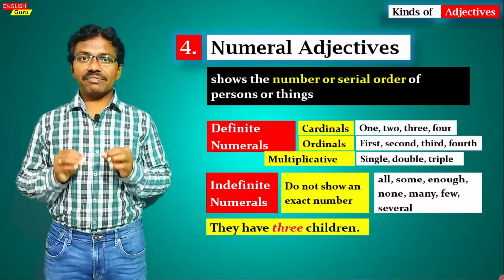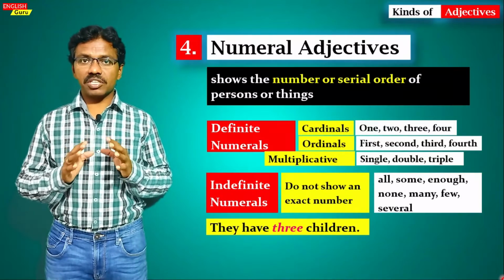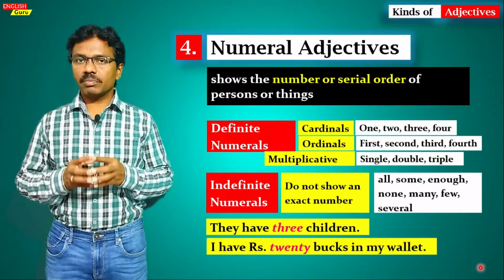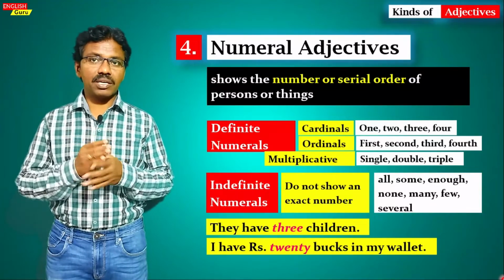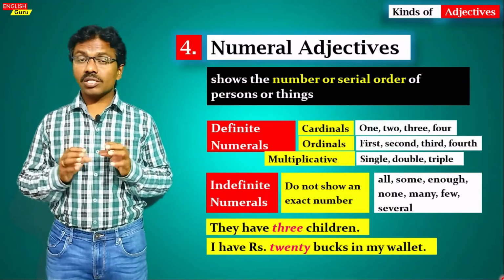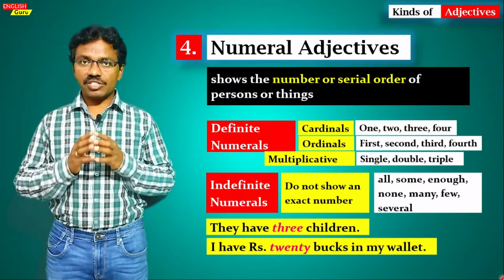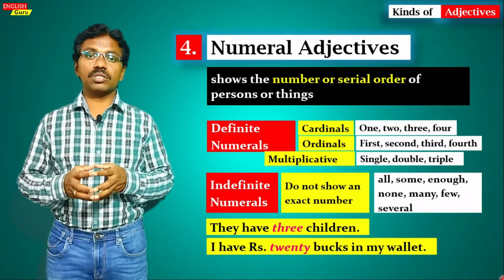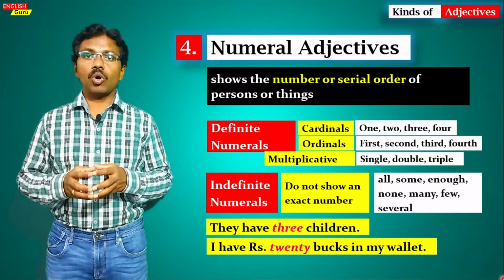So these are all indefinite numeral adjectives. For example, they have three children. Here, three is a definite numeral adjective. I have rupees 20 in my wallet. 20 is a definite numeral adjective. Definite cardinal numeral adjective, to be precise. So numeral adjectives talk about the number or serial order of a person or a thing.